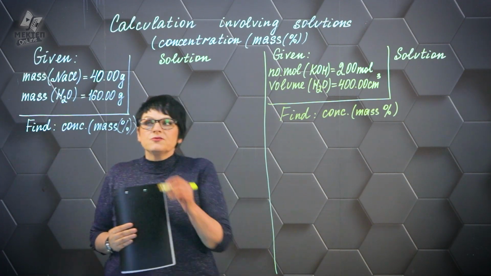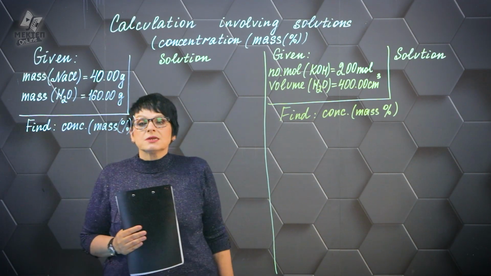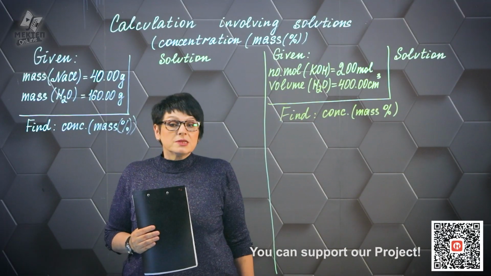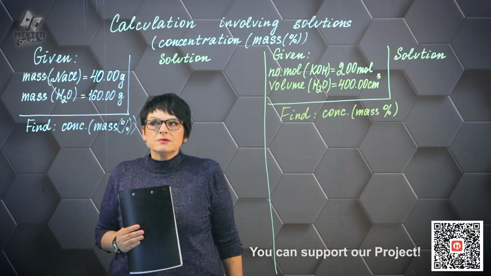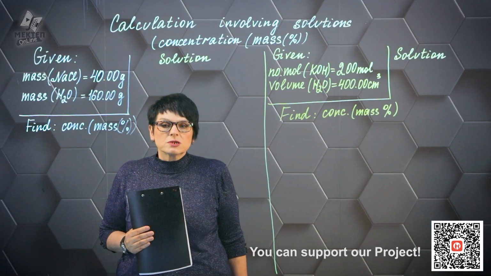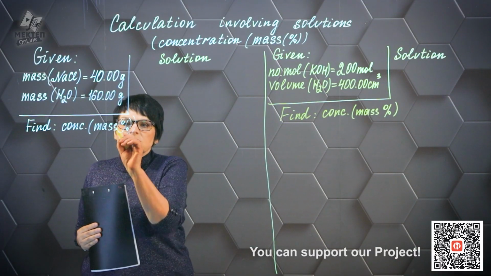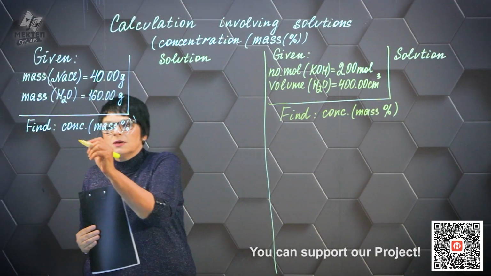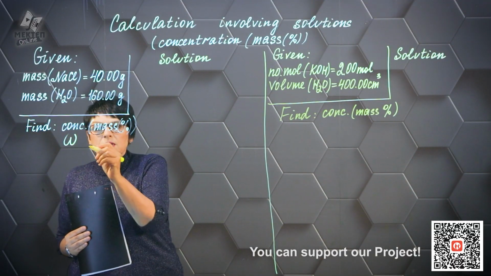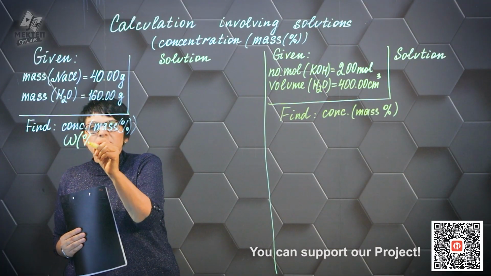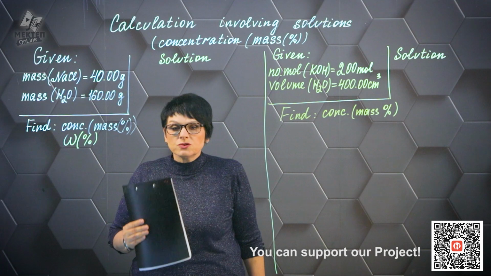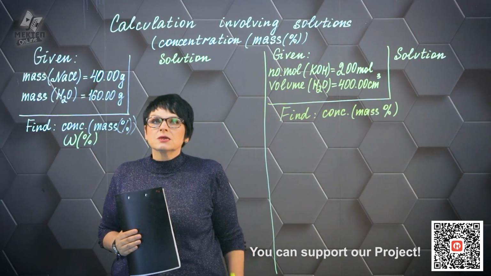So in the first problem, we're given a mass of sodium chloride, and the mass of water is given. As we understand, water is a solvent, and therefore to calculate the mass fraction, we do not know the mass of the solution, but we need to calculate its concentration. I will only remind you that the mass fraction is sometimes denoted by the letter omega and is expressed in percentages most often, although it can be without percentages. But today we're going to solve exactly in percentages.